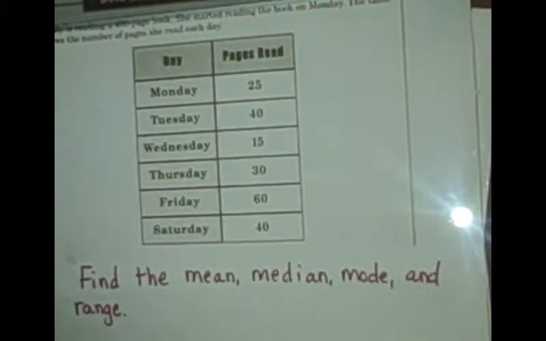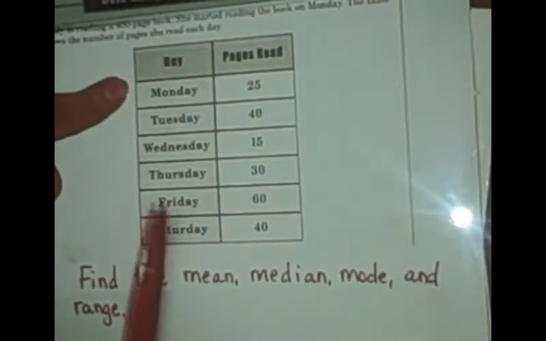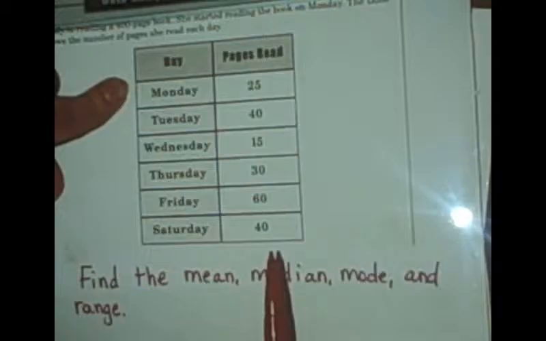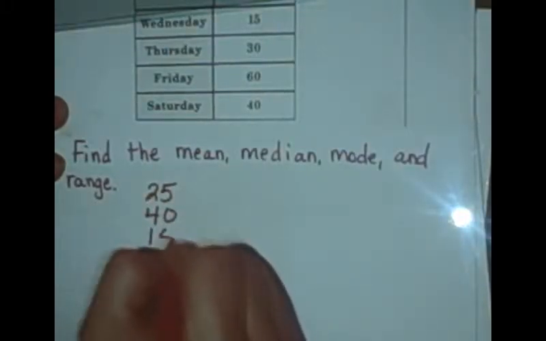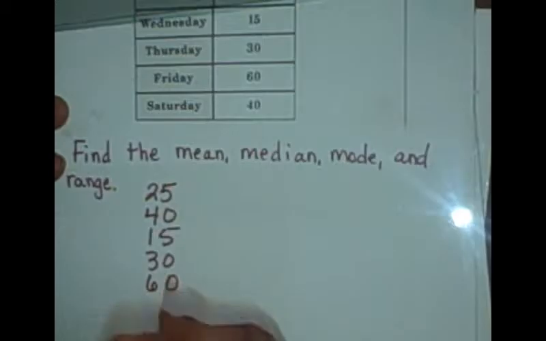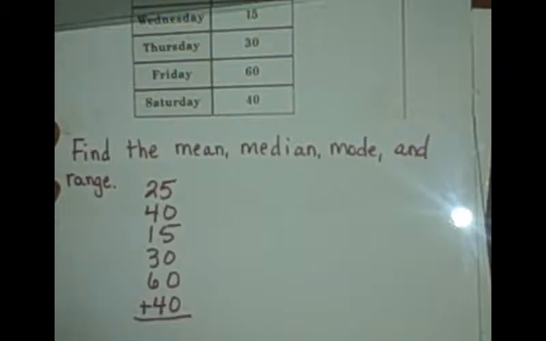Okay, you've had a couple minutes to find the answers, so we're going to start with mean. Remember, to find the mean of the data, think of the word average. We're going to add all the data values and divide by the number of values. So if we look at our table up here, we can see that we're going to add all the pages she read Monday through Saturday. So we're going to add those: 25, 40, 15, 30, 60, and 40. We're going to line them up and we're just going to do our addition.